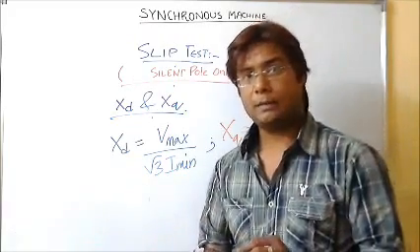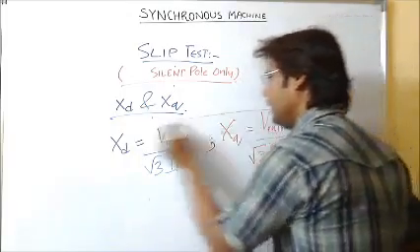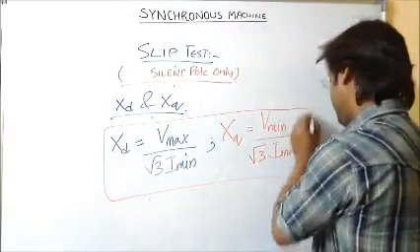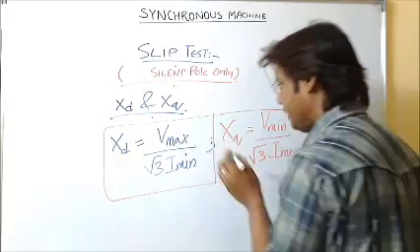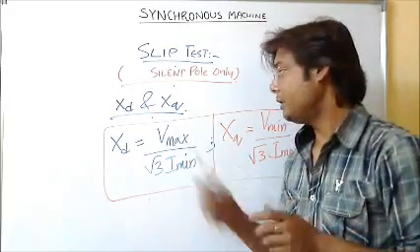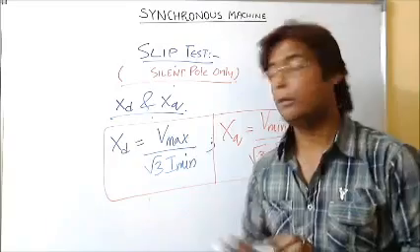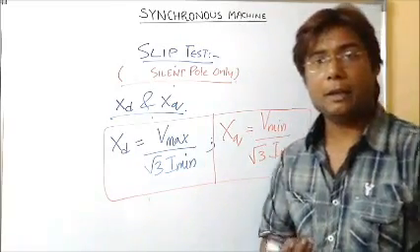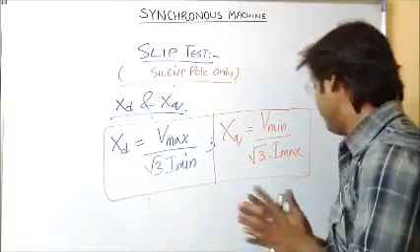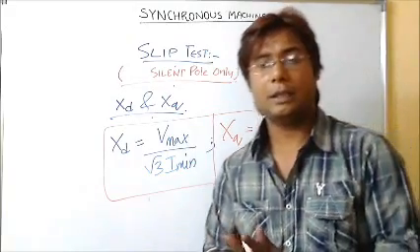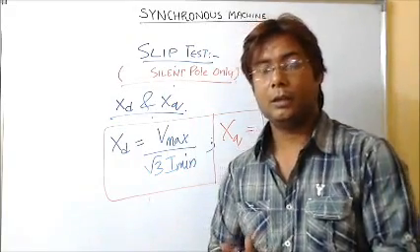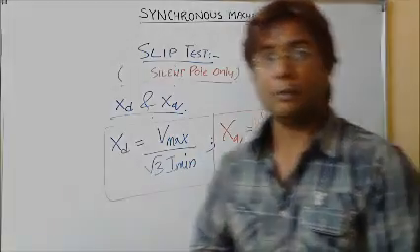So by this we can find the XD and XQ, and these two relationships are very important in objective type questions again. XD is equal to V max by root of 3 I min, and XQ is equal to V min divided by root of 3 I max. So this relationship also is important for objective type questions. Please remember this formula also.